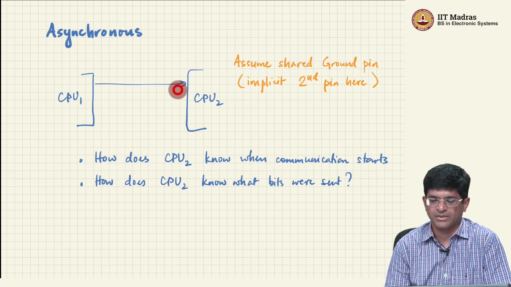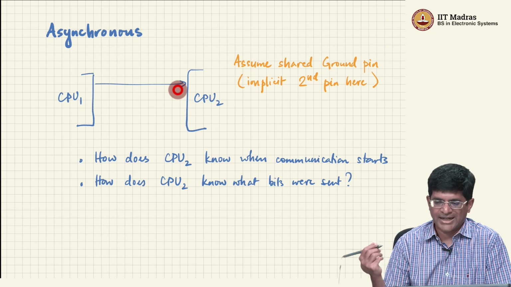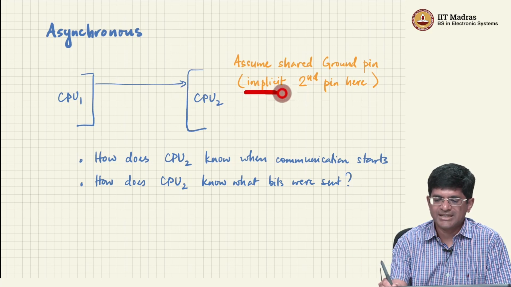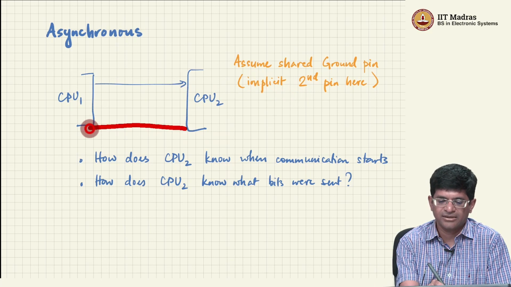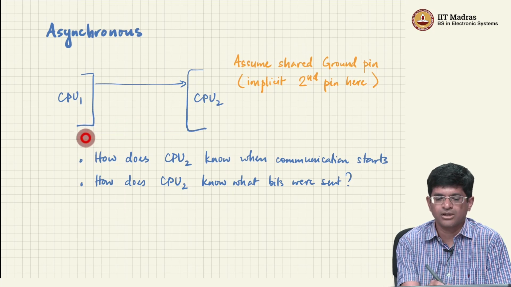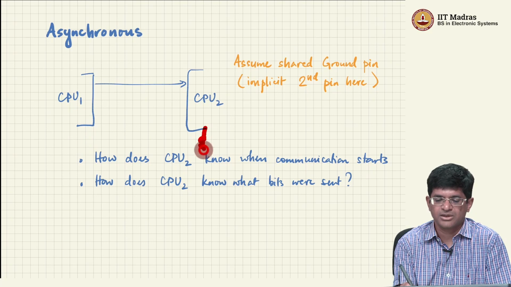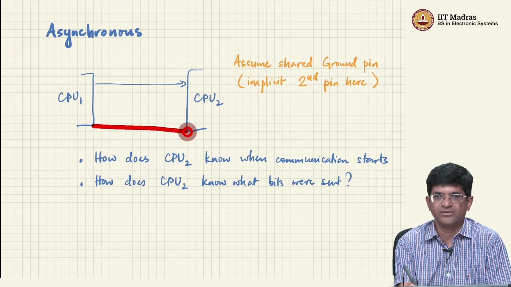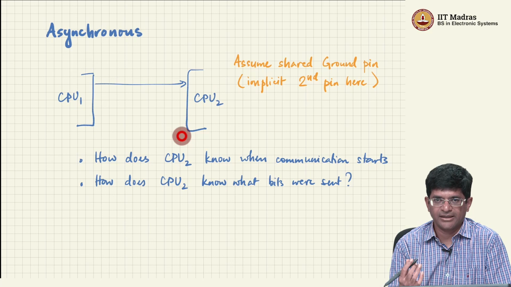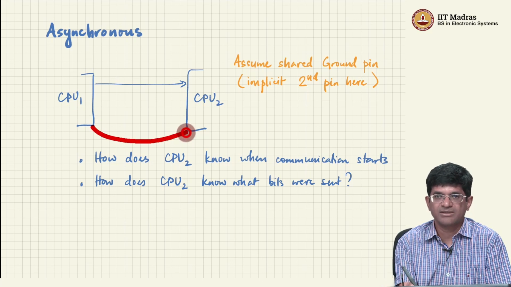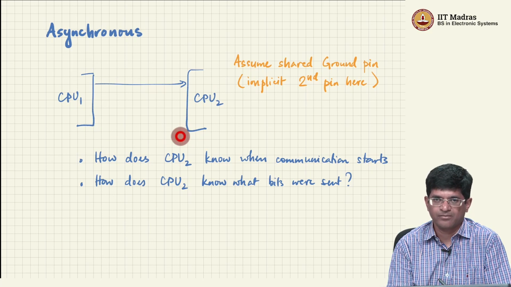So what we are actually doing over here is we are going to implicitly assume that there is a second set of wires, a second wire between these two, which is just a common ground pin. This by itself does not communicate any data, it just provides a common ground reference between both of these systems. But without that you can't really have this protocol working.